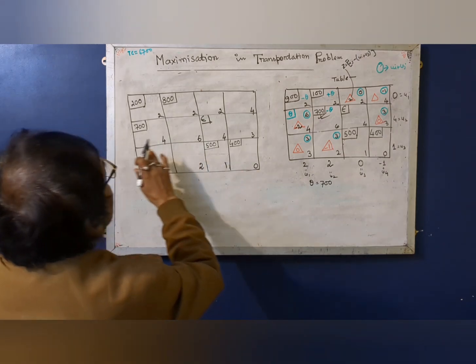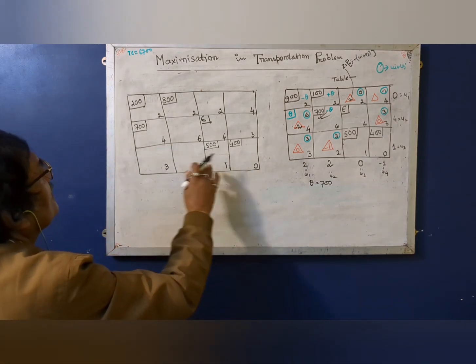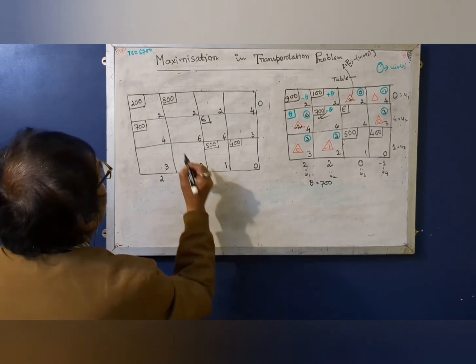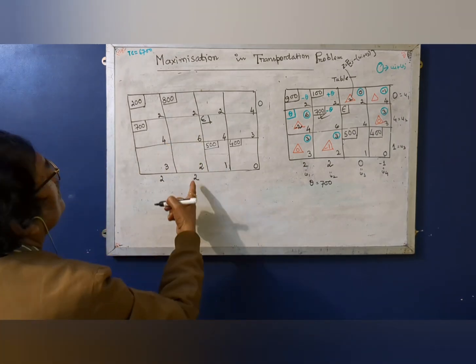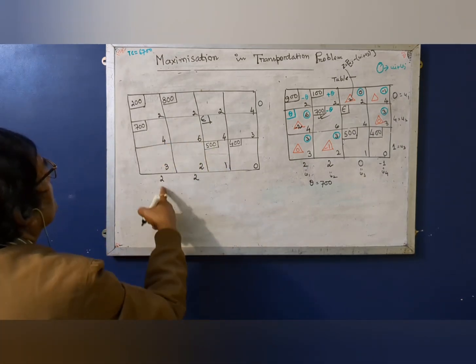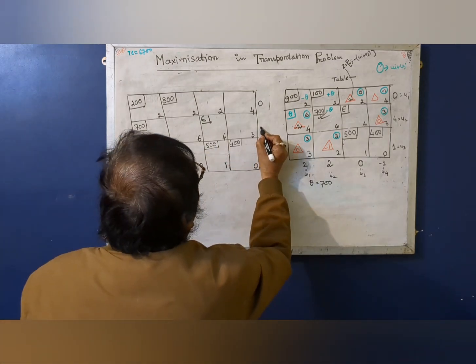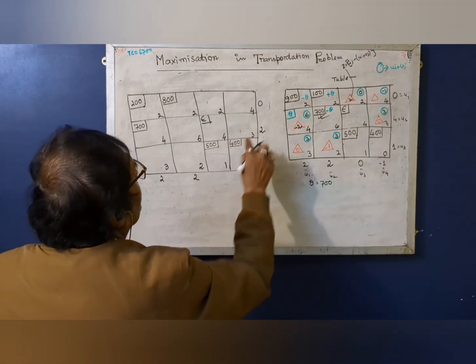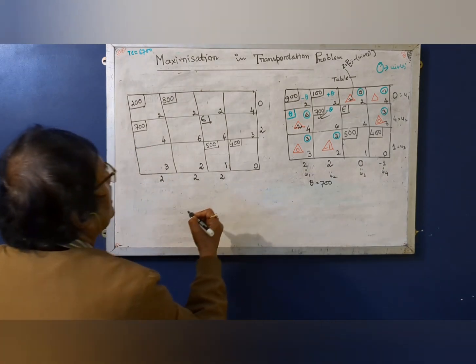Is there any maximum number of allocations? No, everywhere it is the same. That's why I am taking it as 0. So that's why it is 2. I'm not writing in detail. 2, 2. So with the help of basic cells, 4 minus 2 is 2, and the basic cell is 4. With the help of this, 4 minus 2 is 2, and you can check.